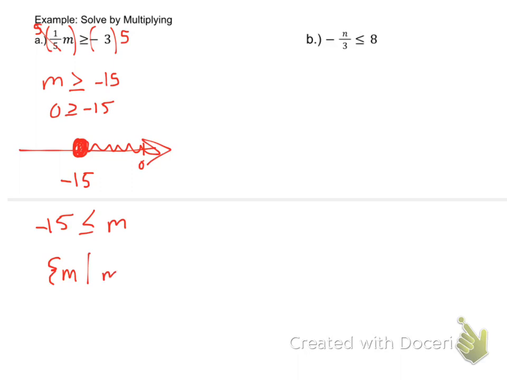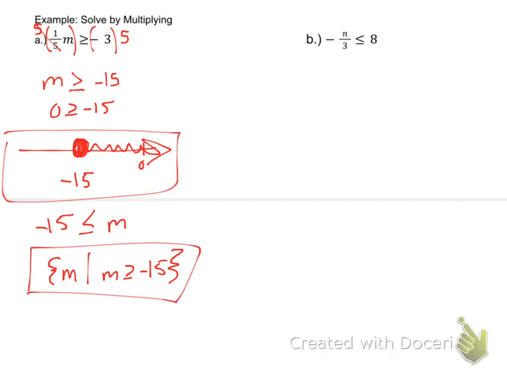Yeah, the top one. M is greater than or equal to negative 15. And your bracket. Always put your variable first. Okay? I want you guys to be able to do this, and that. So solve it, graph it, and put it in set notation. Different times you're asked for different things. I'll give you guys a minute here or so.